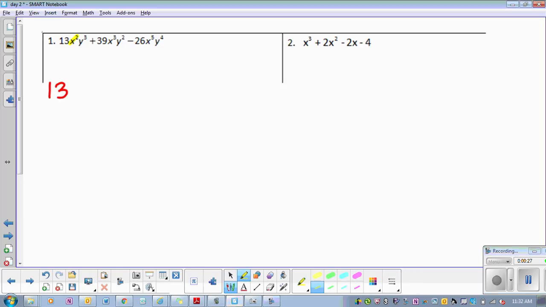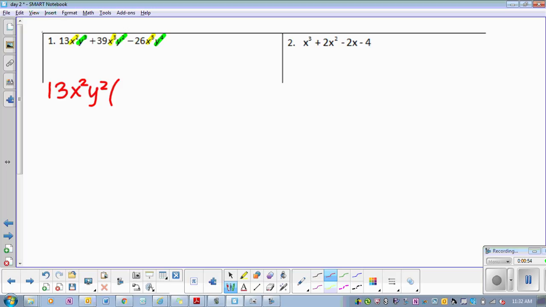So I have x squared, I have x cubed, and I have x to the fifth. Which x comes out? X squared. And I know an x comes out because every single term has an x, right? Okay, so now let's look at the y. I have y cubed, y squared, and y to the fourth. Which y comes out? Y squared.